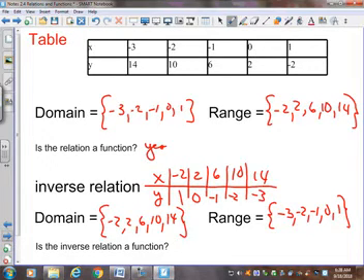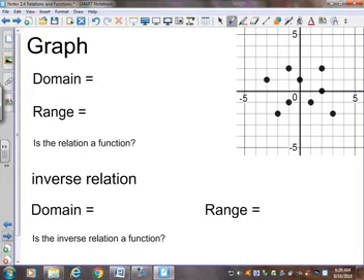And last but not least, is the inverse relation a function? I could have told this from the original problem because the y's don't repeat, or I can tell it from my inverse relation that the y's don't repeat. So yes, the inverse is a function. So now we have looked at table and we have looked at set. So let's look at graph. Pause the video for a moment, copy down this graph. Then after copying the graph, we will go through the answers to these questions.